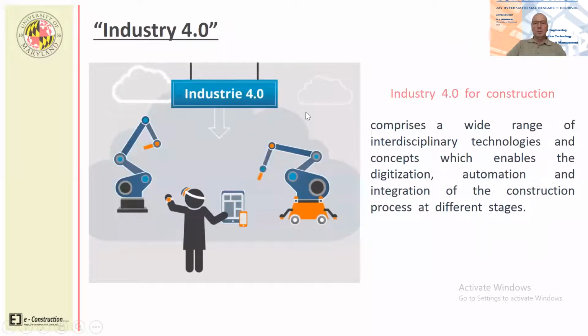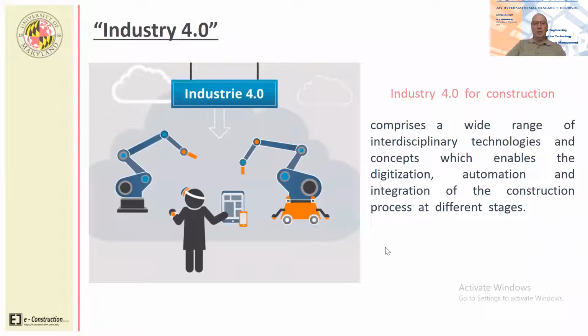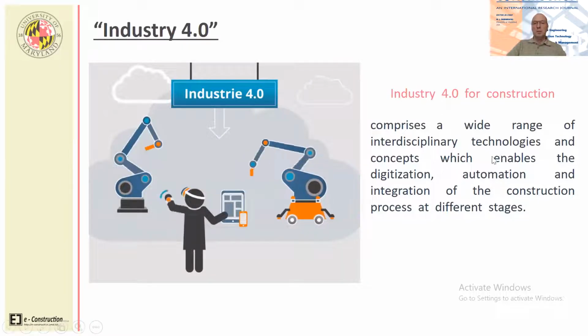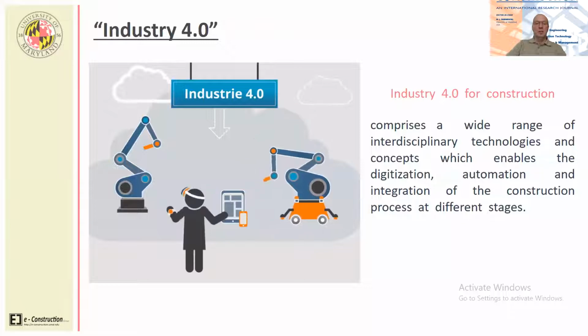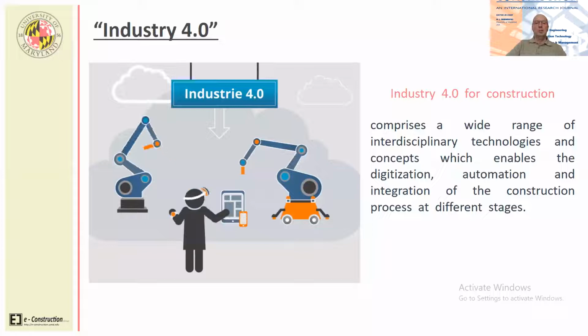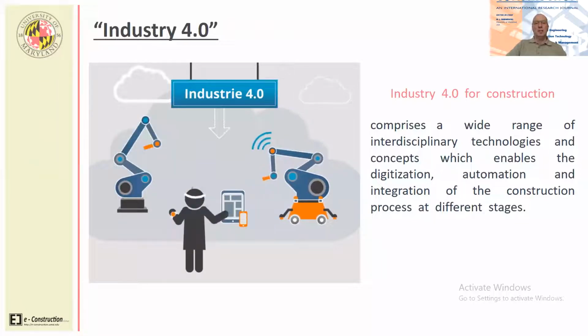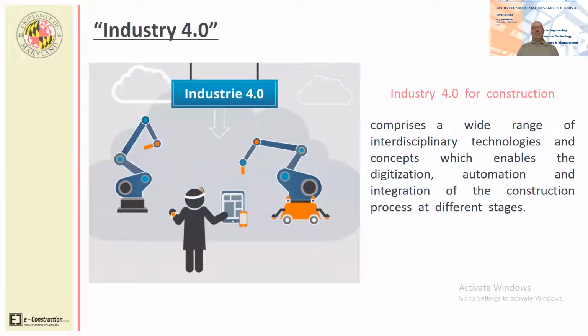All right, so we do have a lot of instances where Industry 4.0 is already materializing some solutions on construction project sites. So we have companies with a wide range of interdisciplinary technologies and concepts that enable digitization, automation, and integration of construction processes at different stages. So we can have seamless communications between, for example, design professionals that produce certain portions of the design, and construction machinery and equipment that can take the design data directly, say, from a CAD drawing or BIM program, and translate that data into a machine readable language for execution of certain project tasks directly on the construction project site.